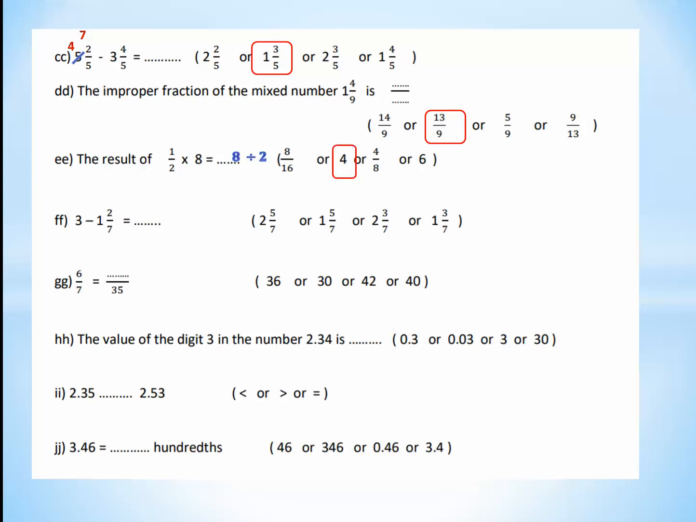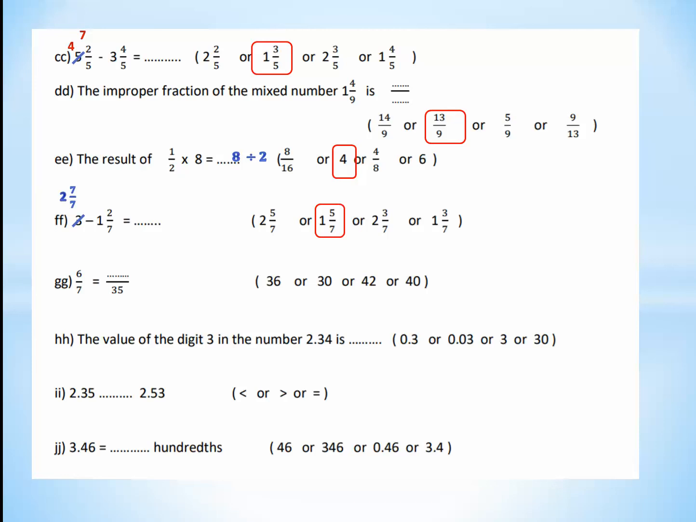3 minus 1 and 2 over 7. As we said before, if we have minus, we must convert the whole number into a fraction. So we will cross 3 and decrease it by 1. It will be 2 and 7 over 7. And let's subtract. 7 minus 2 equals 5 sevenths. 2 minus 1 equals 1. So the right answer is 1 and 5 sevenths.